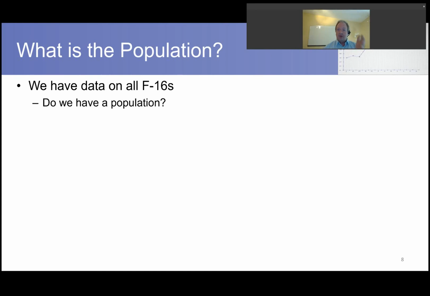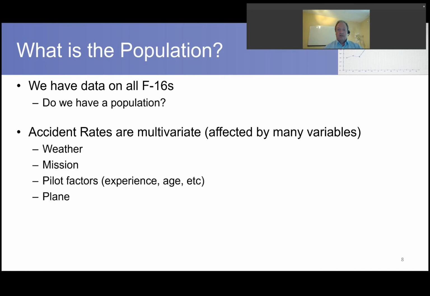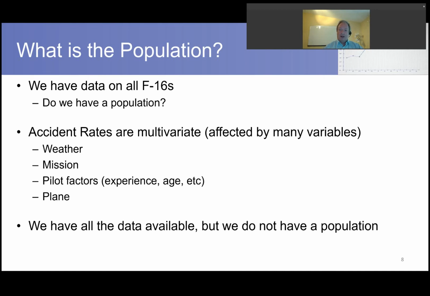But notice the goal is to use this in the future. So we're interested in all F-16 fighter jets under all different conditions. And so the accident rate, the variable we're interested in, is highly multivariate. In other words, it's affected by a lot of different variables, right? And there's a ton more that I could write here. And he doesn't have data on every pilot under every weather condition, every age, fatigue level, et cetera, et cetera. So he doesn't actually have a population. He has a snapshot of the population.